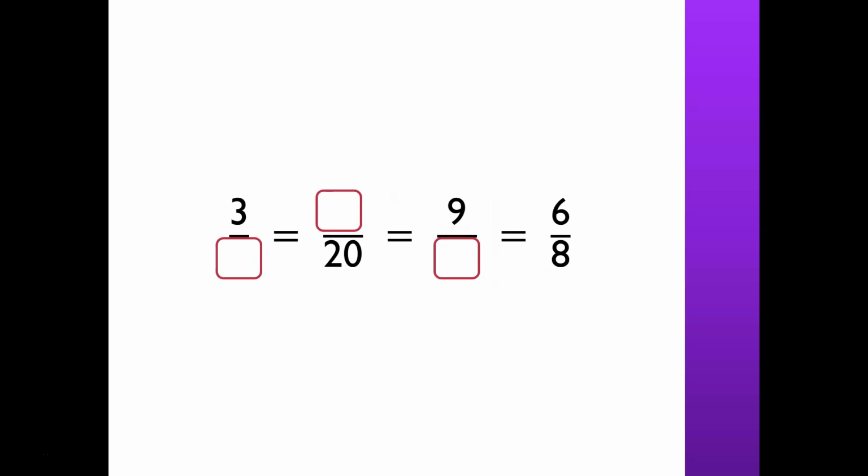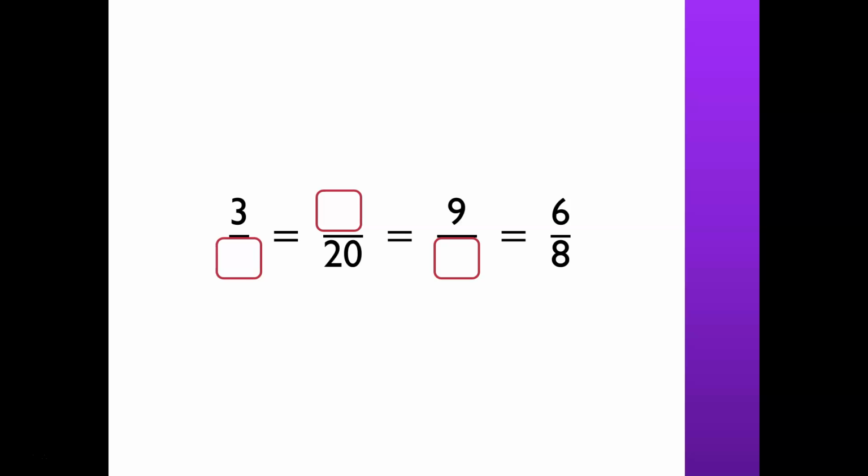Have a look at this question. This time there are 4 fractions that are equivalent. Just as before, use related multiplication and division facts to find the missing digits. Pause the video and have a go. Well, how do you think you got on? Let's look at this together.